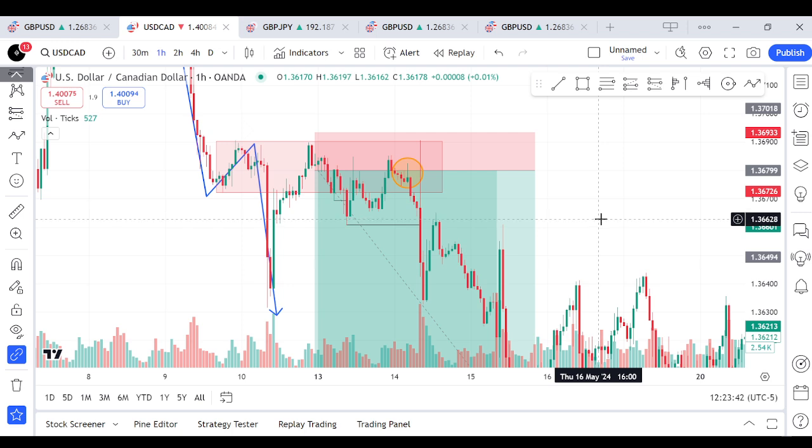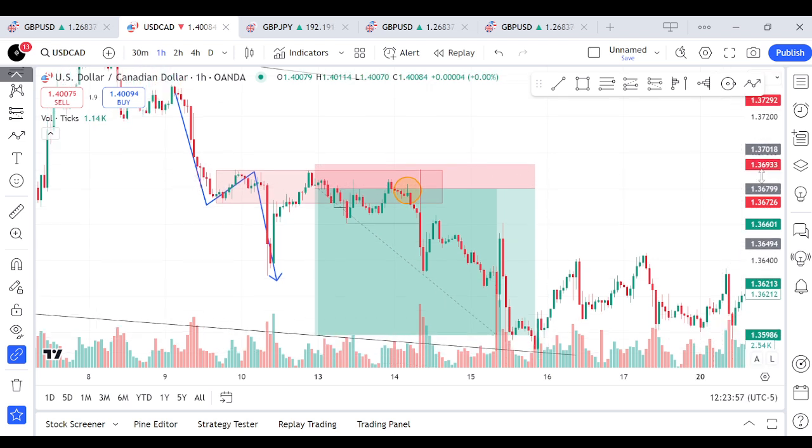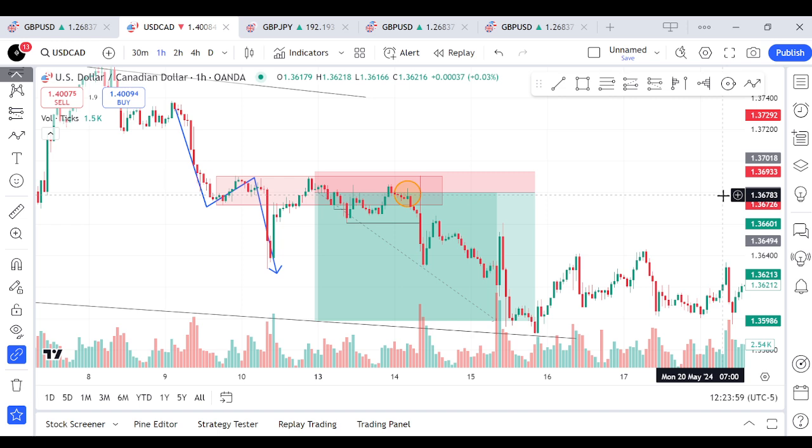Another mistake you should avoid is trading the drop base drop pattern in non-trending markets, or in uptrends, or in ranging markets. The drop base drop pattern works best in strong downtrends where there is clear selling pressure. Trying to trade this pattern in sideways or choppy markets can lead to poor results, because there isn't enough momentum for price to continue lower after forming the base.